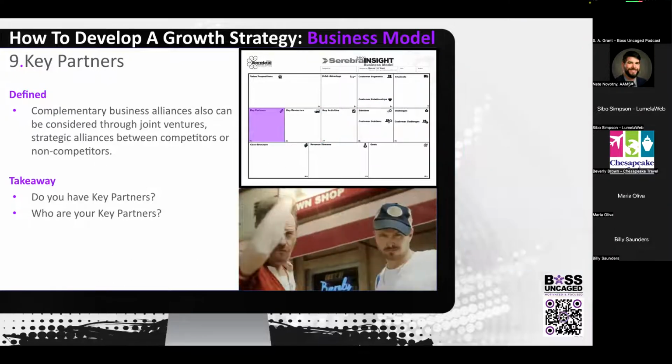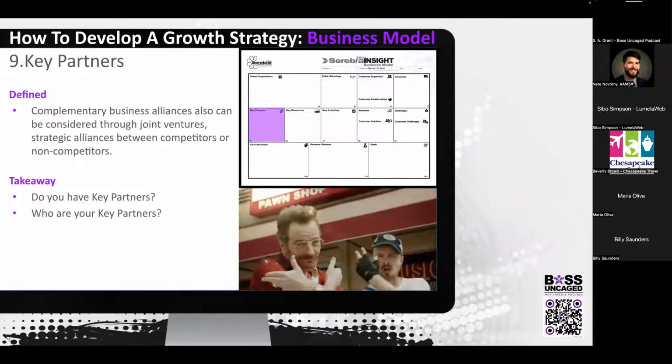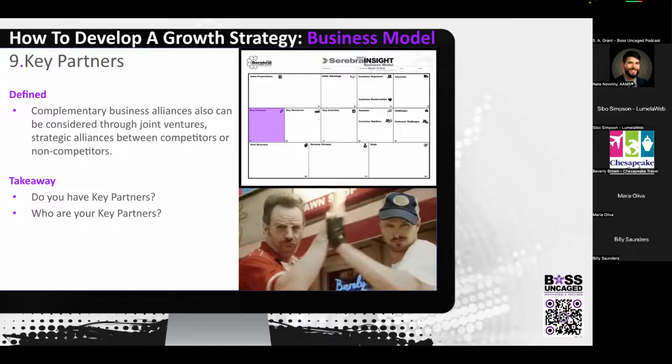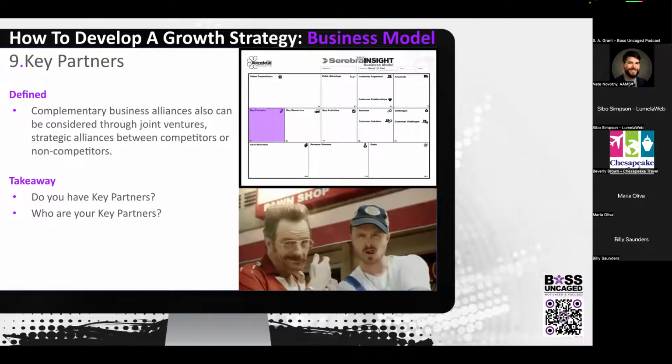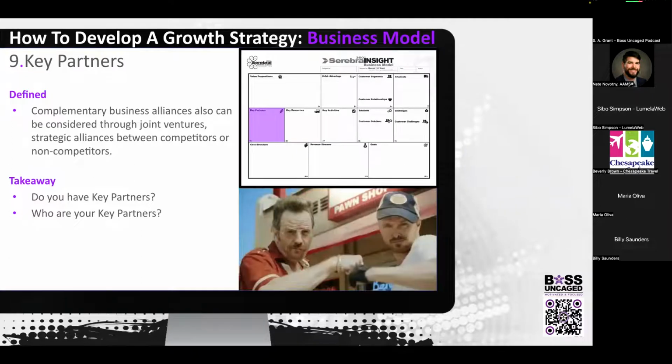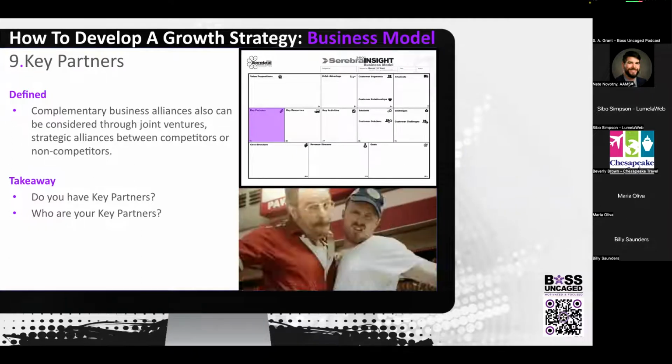9, key partners. Key partners is essentially one of my favorites, because again, we're all networking. So as we are networking, essentially everyone on this call with each other is a key partner. You just need to figure out, what does that key partnership look like.